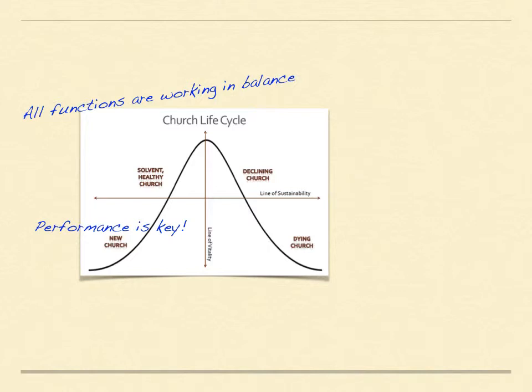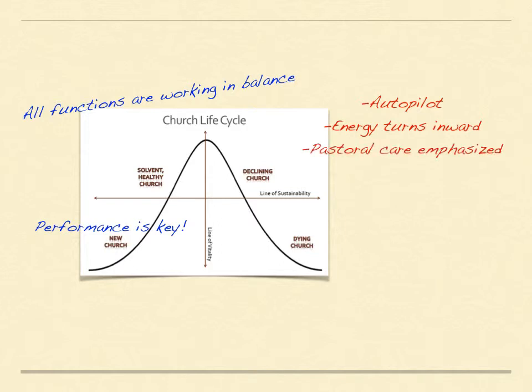Now we move to the right side of this graph. The declining or establishing church is characterized by autopilot. They have experienced the joy and exhilaration of being a healthy, solvent, successful, growing, dynamic church, and things peak. And as they peak, they begin to move into what Thompson calls autopilot. Energy of the congregation and the leadership in the church begins slowly turning in to focus primarily on themselves, those they've captured. And pastoral care of members is emphasized. This is key. The pastor becomes the caretaker of the members and the different circles and families that exist within the church.